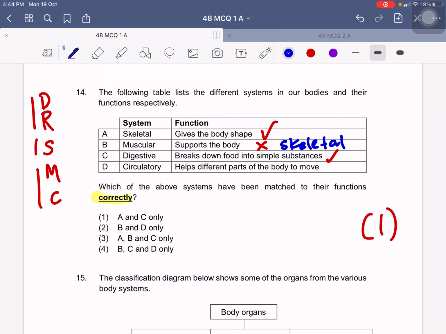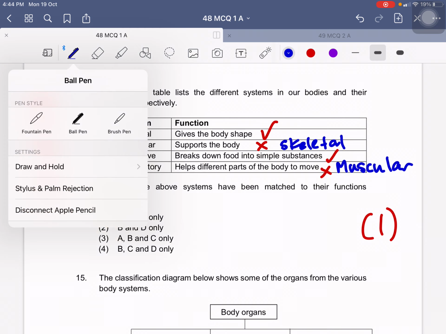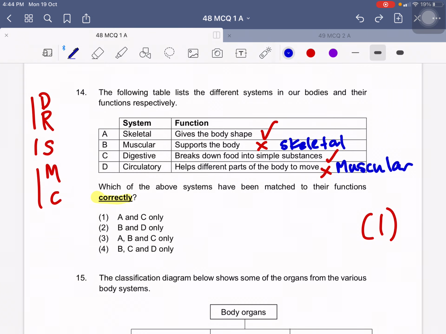Alright, and C, circulatory, it helps different parts of the body to move. That is also wrong, because it's supposed to be the function of the muscular system. Okay, so the answer will be A and C. So option number 1 will be the answer.